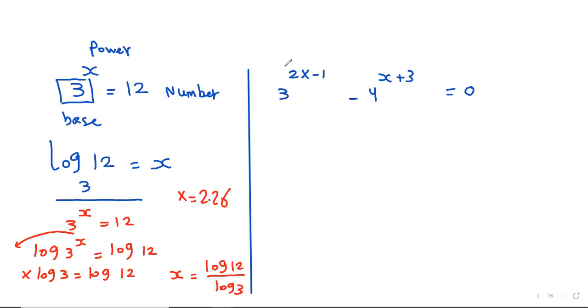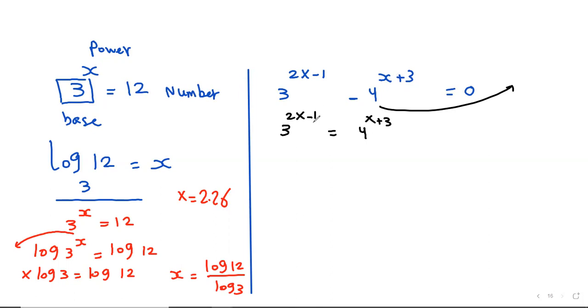What if I have 3 to the power of 2x minus 1 minus 4 to the power of x plus 3 equals 0, and I want to get the value of x. So write it as 3 to the power of 2x minus 1, move it to the other side, equals 4 to the power of x plus 3. What is the next step?